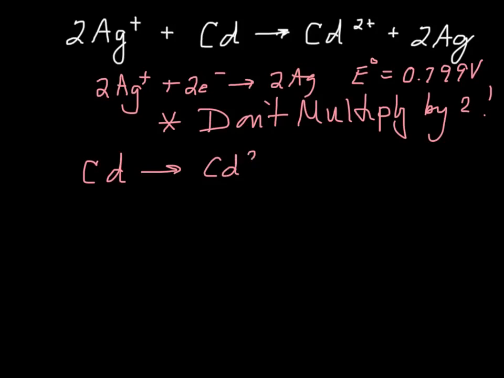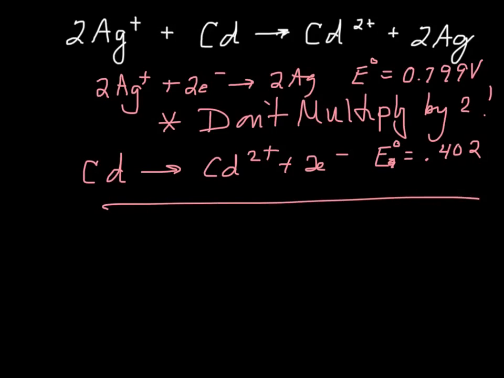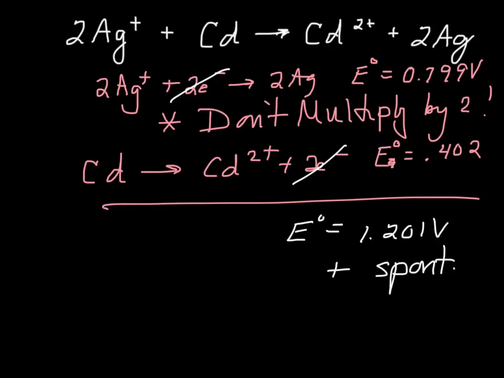Cadmium goes to cadmium 2+ plus 2 electrons. Again, you should find that in the table, but it'll be written backwards from the way we have it. I think it's negative 0.402, so we'll write positive 0.402. Again, we add these up to get what we want. We add the voltages, and we get 1.201 volts. Again, it's positive, so it's spontaneous. Doing the math in these is really simple. Just remember, if it's positive, it's spontaneous. If it's negative, it's non-spontaneous.